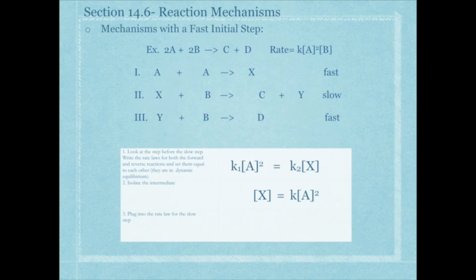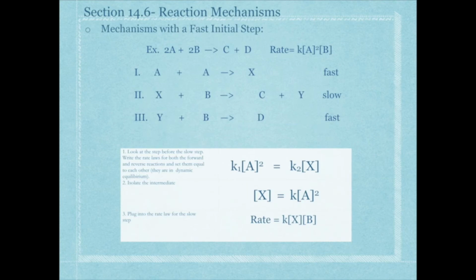Now I can take that value and plug it in for X. And so as I had said before, the rate for this second step, for the slow step, would be rate equals my k times my concentration of X times my concentration of B. And so what I can do is simply take my concentration of X that I got in step 1 and plug that in for the X in the rate law.